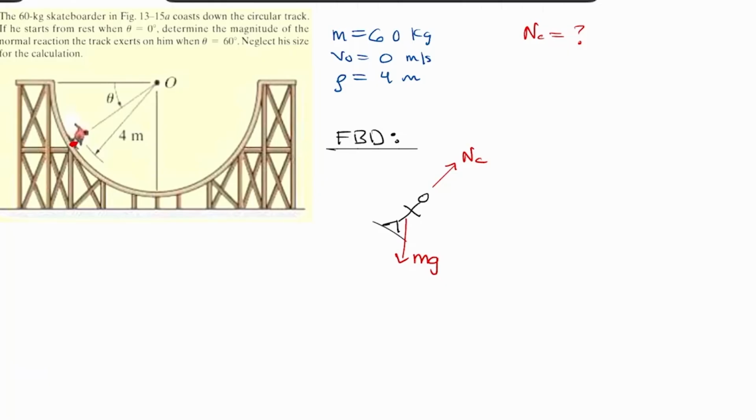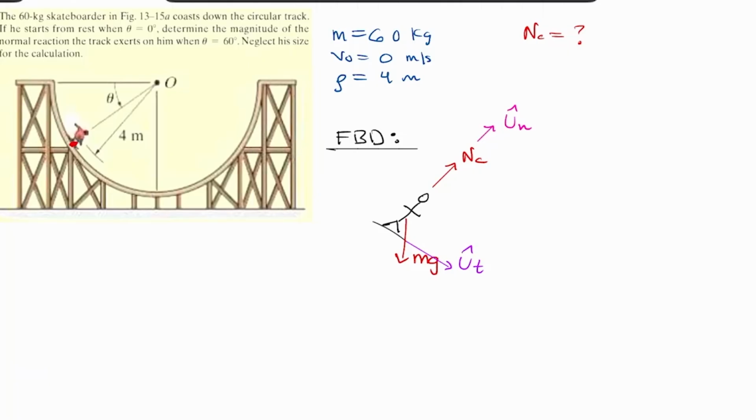All right, and we can write down our directions. Since this is once again a circular path, we can draw this direction tangent to the path. This will be the u hat t direction, the tangential direction. Towards the center of the curve will be the normal direction.